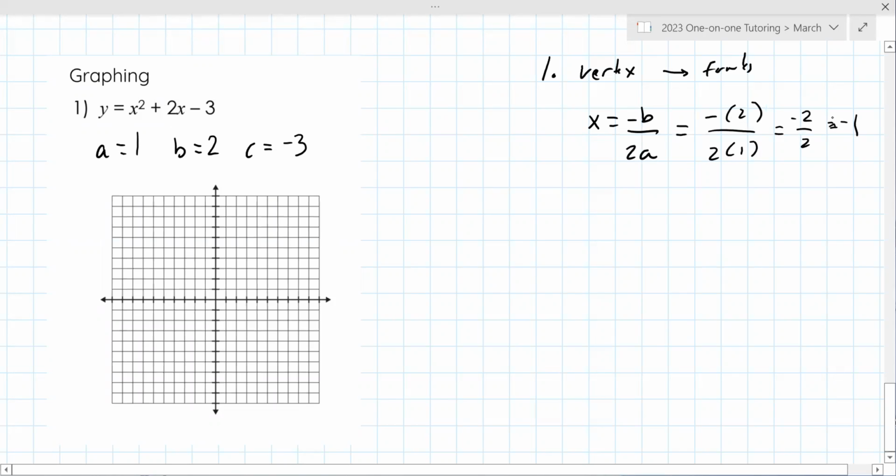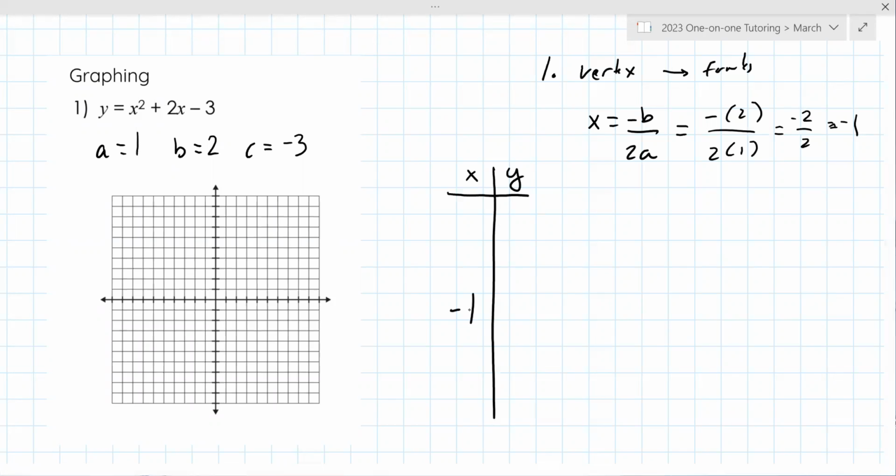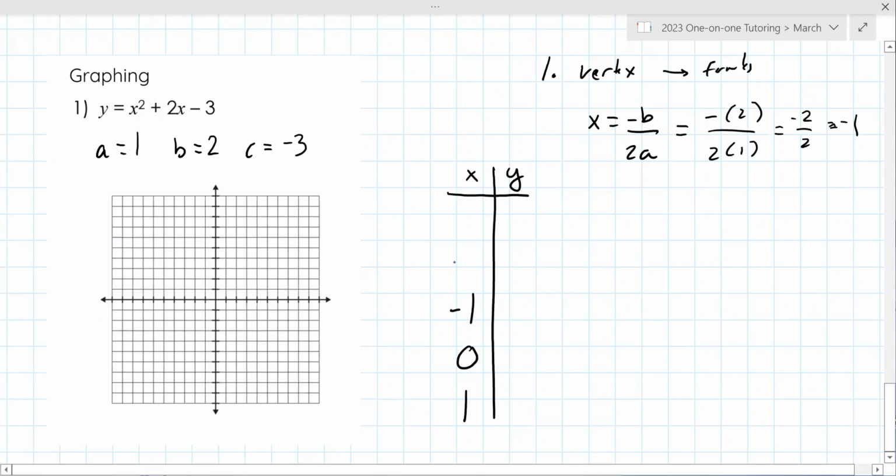Is that okay? Mm-hmm. So that's the vertex. We're going to make a table here, X and Y, and that's going to be the middle value in our table. Now we need two values larger and two values smaller: 0 and 1, -2 and -3.